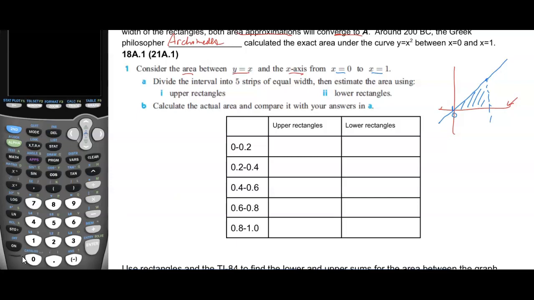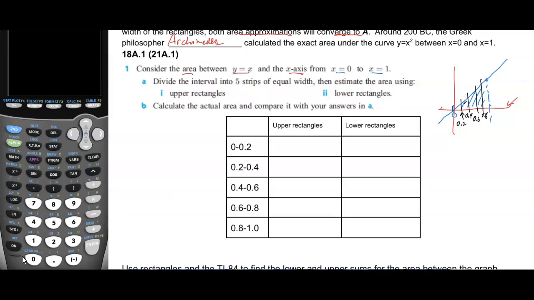Now, you already know how to calculate the area of a triangle, so you wouldn't actually use this method in this case, but just to give you a very simple problem which you could verify the answer to, they start with the triangle. Divide the interval into 5 strips of equal width and then estimate the area using upper rectangles and lower rectangles. Just to draw what that would look like, I'm going to cut it up into 5 equal segments with this black color. It would look kind of like that. The locations of these black lines would be 0.2, 0.4, 0.6, and 0.8 because there are 5 sections.